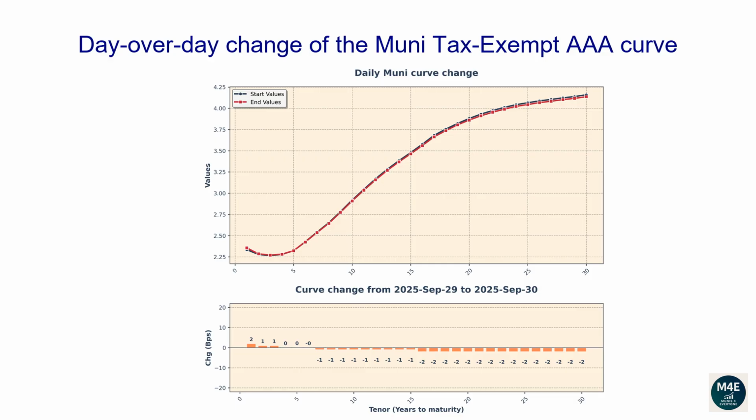The one-year tenor changed 1 basis point. The 2-year tenor changed 2 basis points. The 5-year tenor changed 1 basis point. The 10-year tenor changed -4 basis points. The 20-year tenor changed -11 basis points. The 30-year tenor changed -9 basis points.